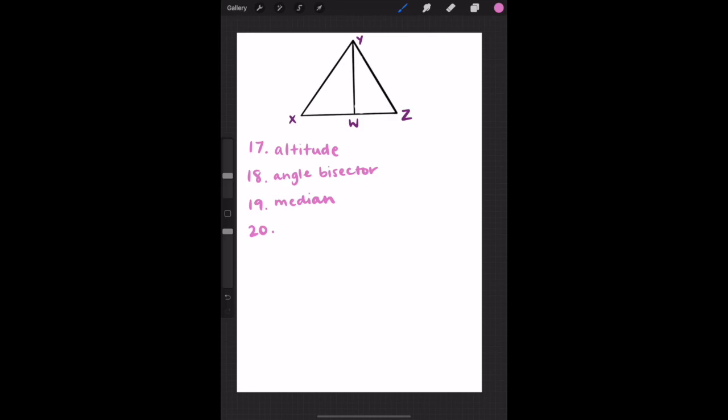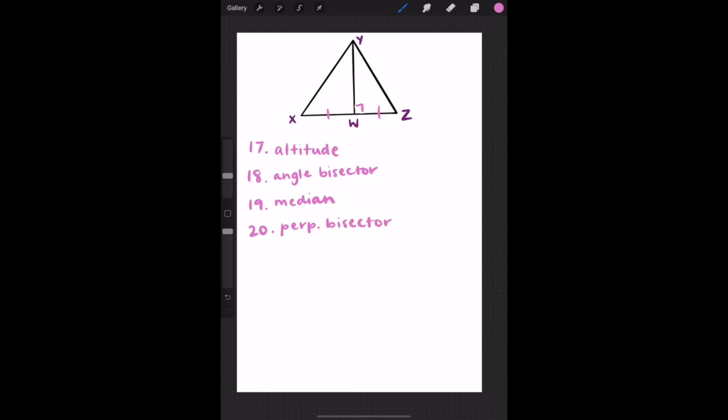Number 20. I know that YW hits XZ at a right angle, and XW is congruent to WZ. So this tells me it is an altitude because it is hitting it at a right angle and coming from a vertex. It is also a perpendicular bisector.